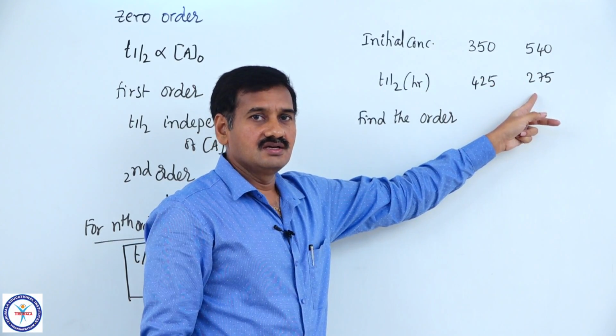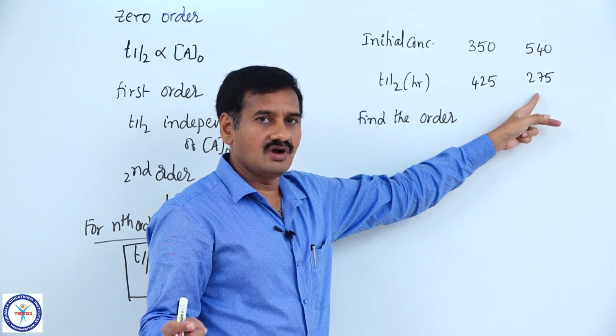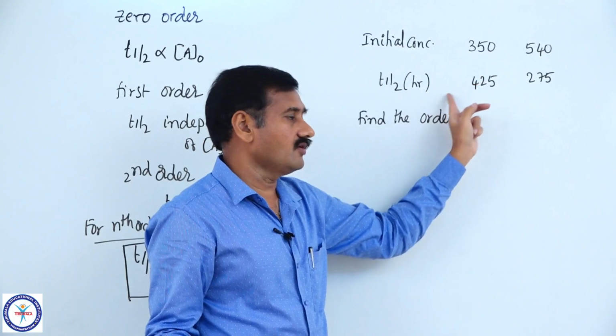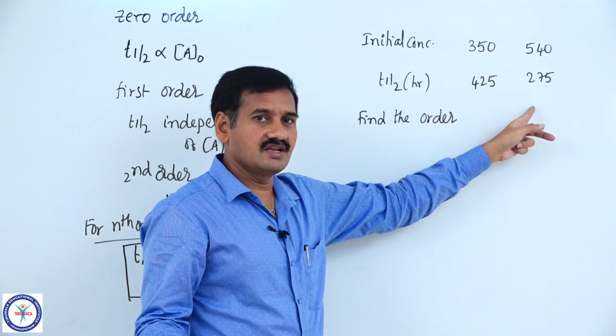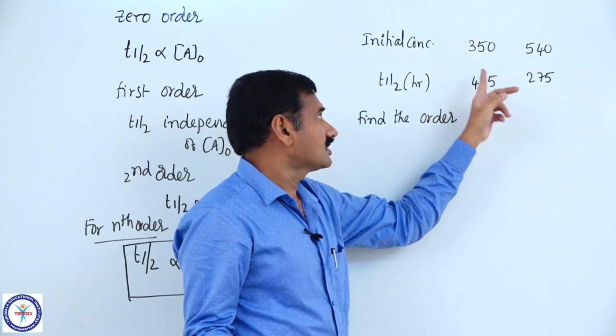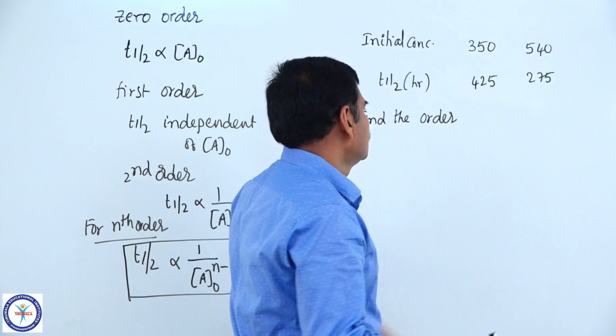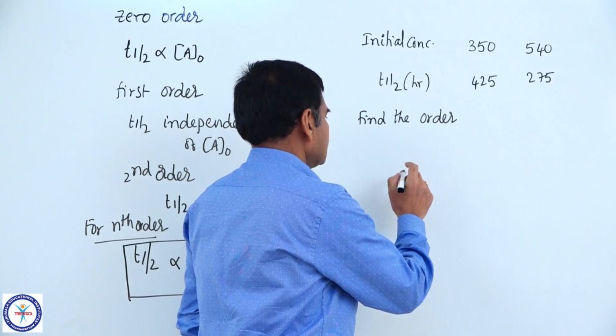So, we can say that this reaction is not 0 order as well as first order. If it is 0 order, with increase in concentration, T half must increase. If it is first order reaction, T half must be independent of initial concentration. But with increase in concentration, T half is decreasing. It is not 0 and first order reaction.